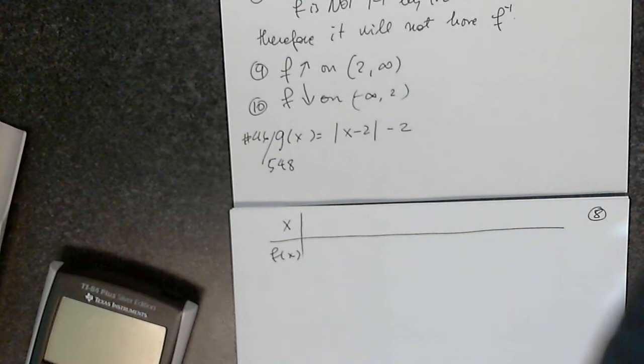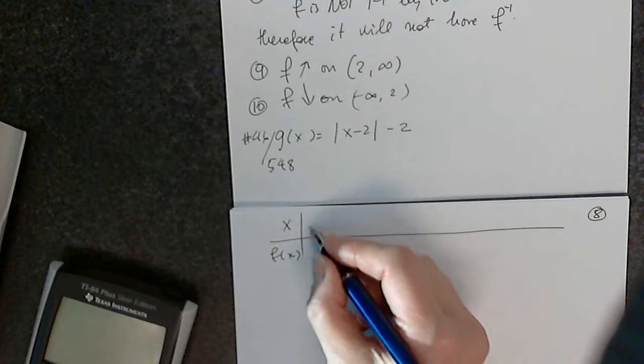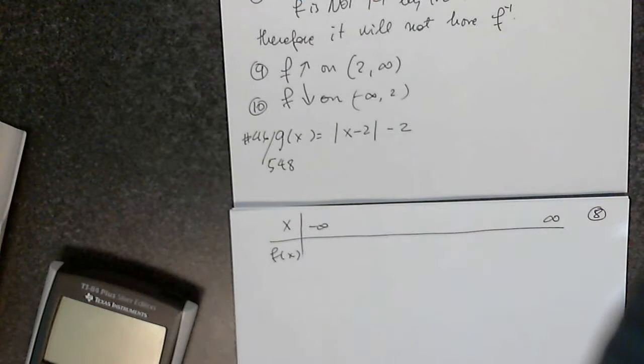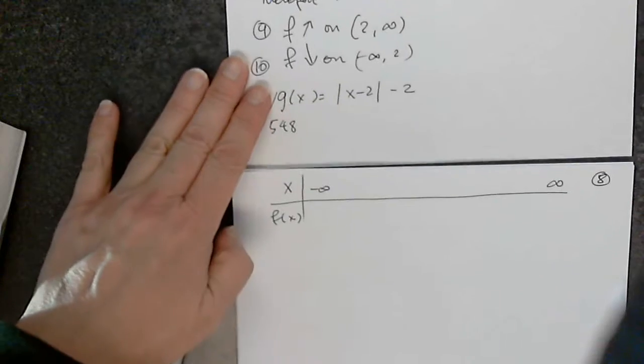If there is no square root, if there is no log, and if there is no fraction with x in the denominator, what is the domain always? Right. No restrictions, no problems, no headache. Good. Now let's pick some numbers.